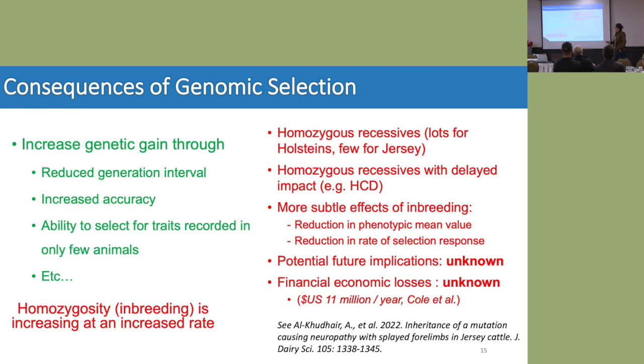Homozygous recessives with delayed impact, those are really nasty. Anybody hear about the cholesterol deficiency haplotype in Holsteins? Terrible story. Such a pain because those calves are born alive. After 3 weeks to 6 months, they all die, no matter what you do with them, because they don't have enough cholesterol in their blood. And you can't see that. What's it called? HCD, haplotype for cholesterol deficiency.